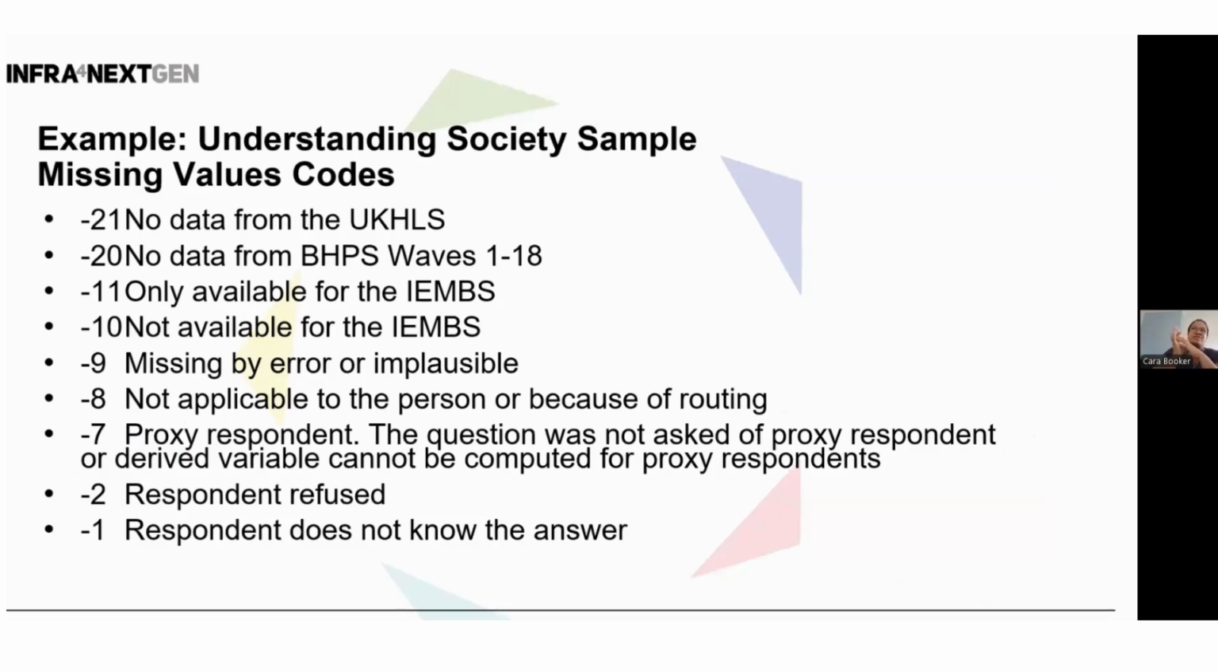Here's an example of the missing value codes. So if you see any of these in your data, this is what it means. For most of the time, the most important one for this data set to look at is -8, and that's not applicable to that person because of routing, which means that they were asked a question that they answered a specific way, and then they were not asked follow-up questions. So you might need to do something about that.